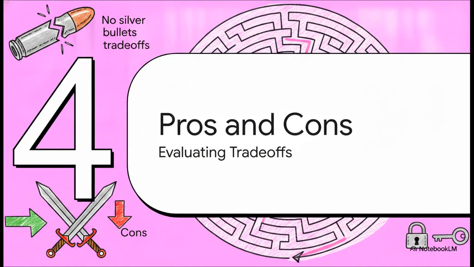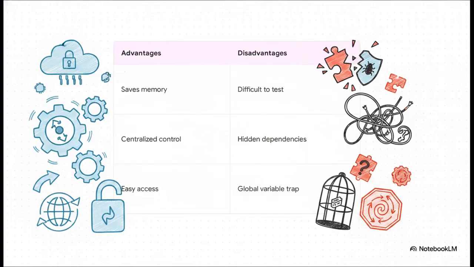Section 4, pros, cons, and trade-offs. We've seen how powerful this is, but we all know in software engineering there are no silver bullets. Let's weigh this out. On the plus side, it is a massive memory saver because you aren't needlessly spinning up hundreds of objects. You get totally centralized control over a shared resource, and the access is incredibly easy.